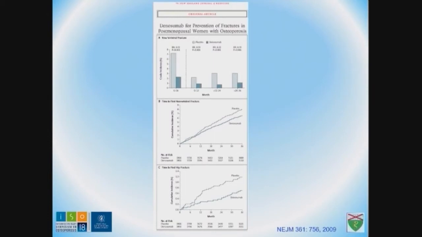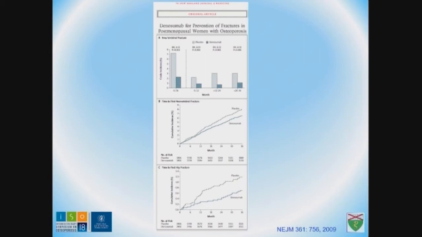Again, this is looking at new vertebral fractures, time to first non-vertebral fracture, time to hip fracture. Huge separation from the placebo group. And this is the most potent anti-resorptive agent we have. It kills osteoclasts dead. Not forever, because you keep making them. They have a pretty short half-life, 10 to 14 days, which is why you have to give the drug every 6 months.